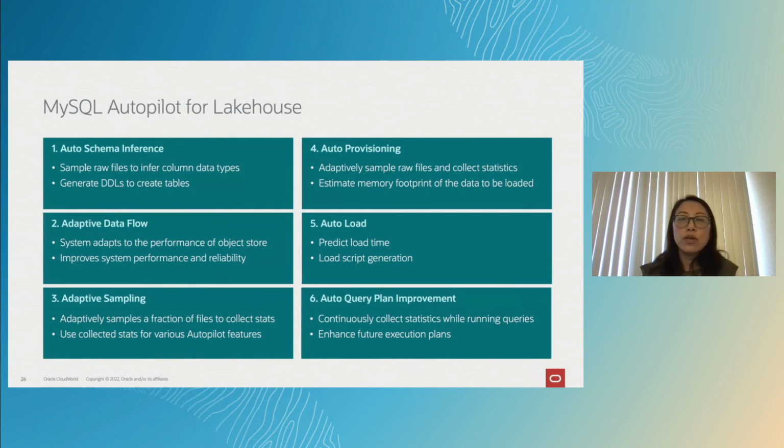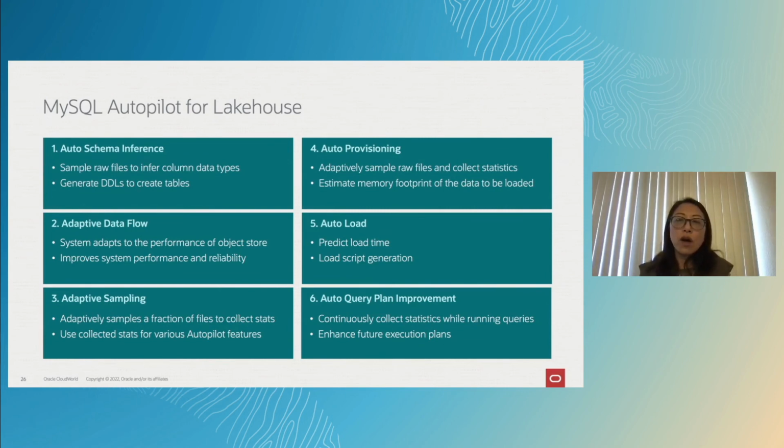As I mentioned earlier in the HeatWave OLAP use case, auto provisioning allows us to predict the number of nodes that is needed, and we have enhanced that for Lakehouse so that we can sample the raw data, and then be able to predict the memory needed, and also the cluster size that is needed.